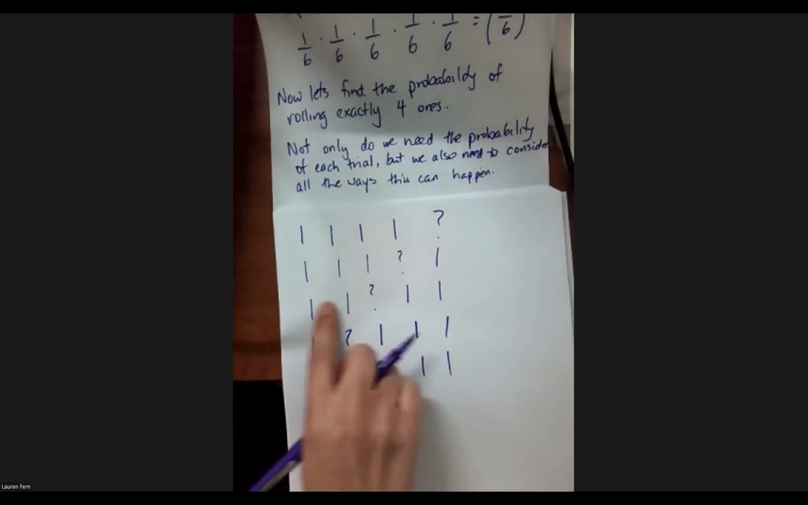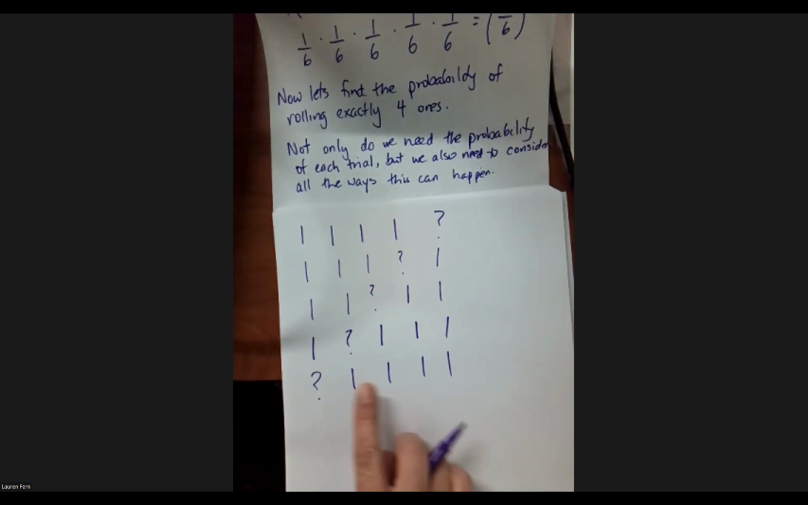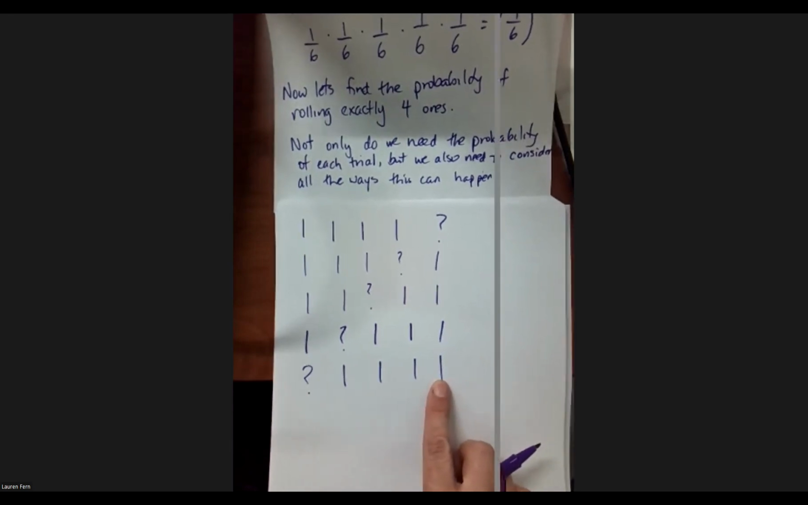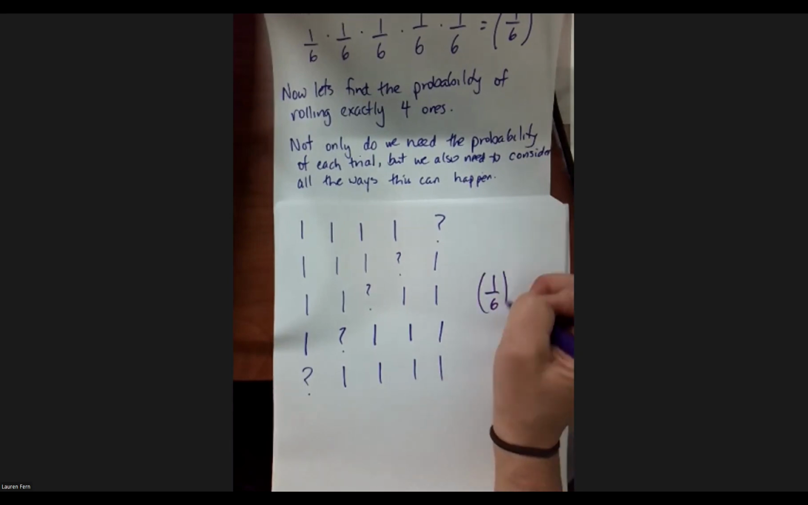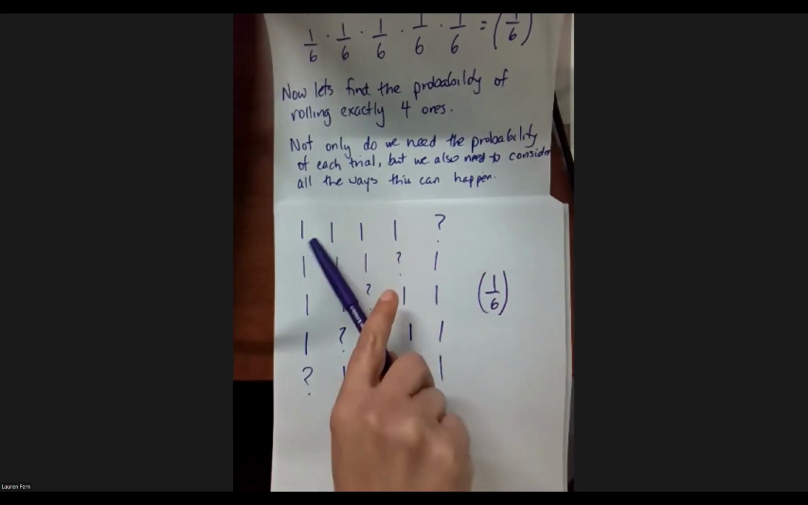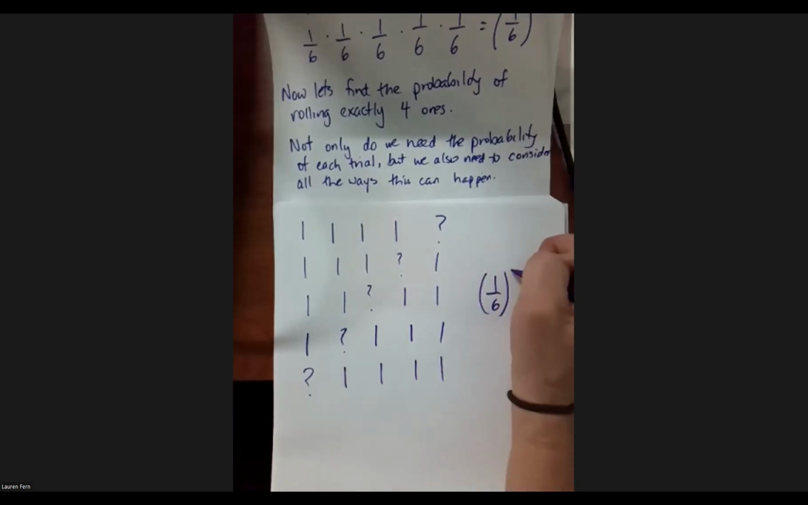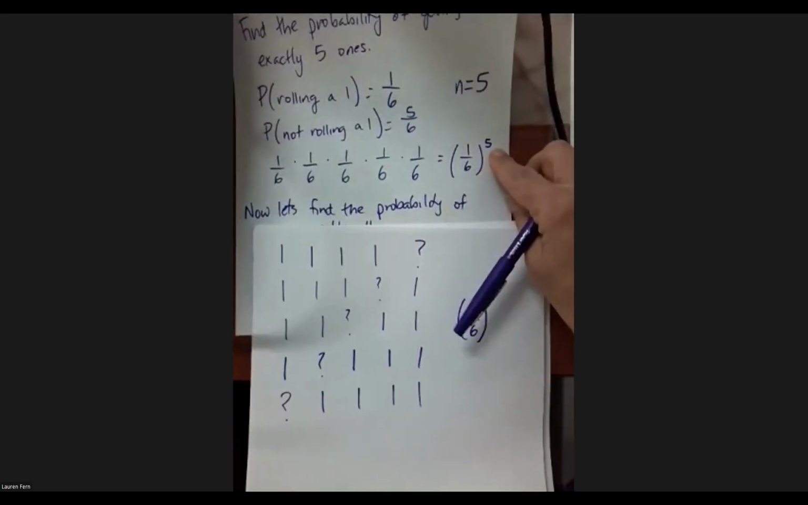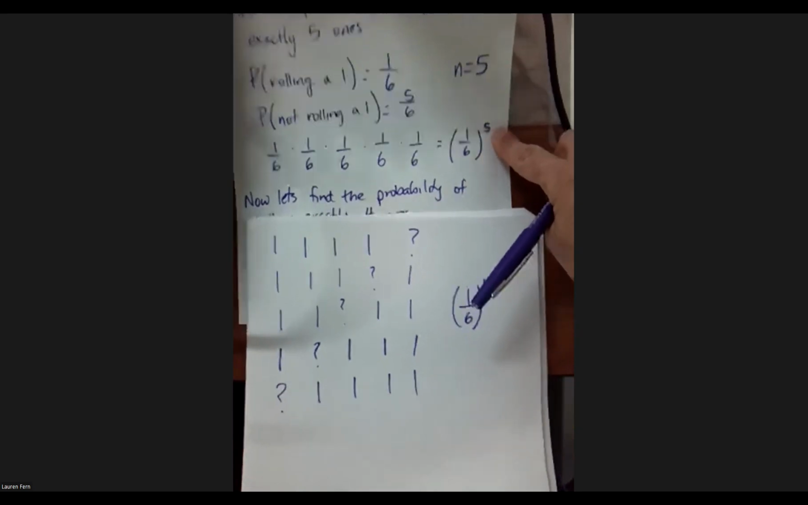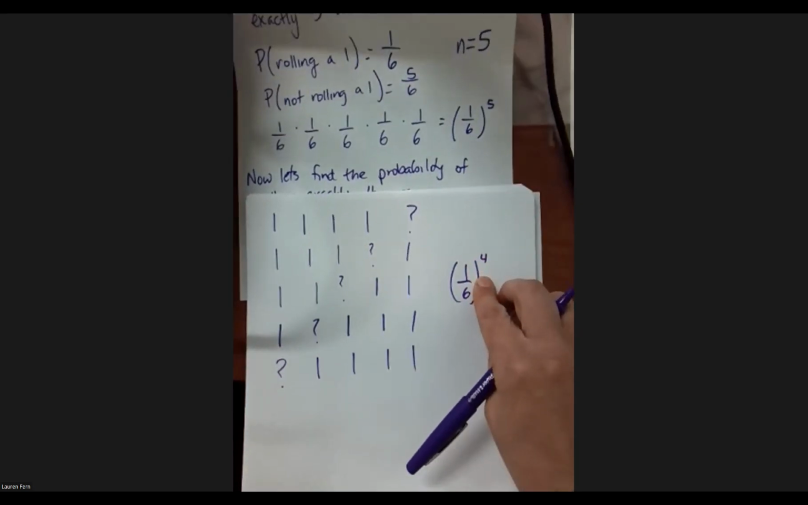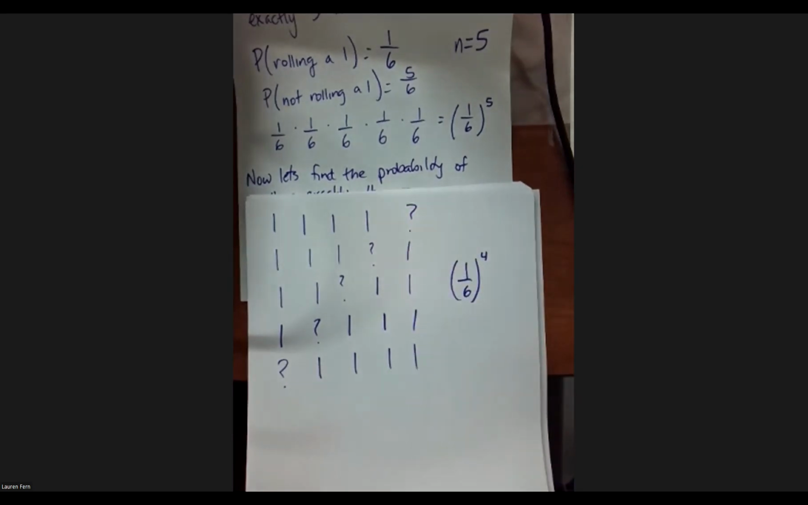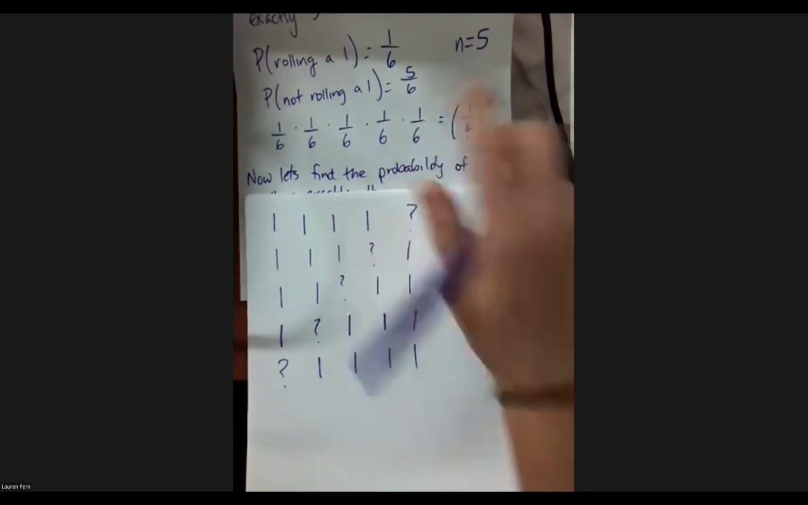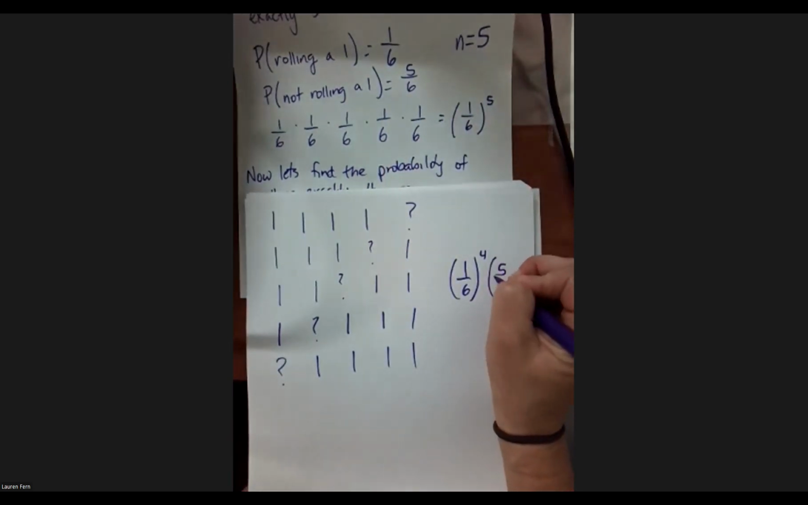No matter which one of these rows I'm looking at, we know that the probability of rolling a one is 1/6. Okay. And how many times is that happening? Four times. So notice here, when we wanted it to happen five times, we had 1/6 to the fifth. Now we have 1/6 to the fourth. But what's the probability of not rolling a one? That's 5/6. So we need that to happen one time.